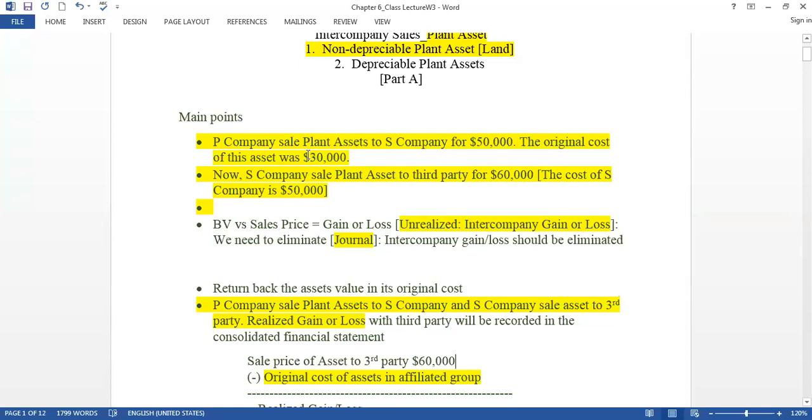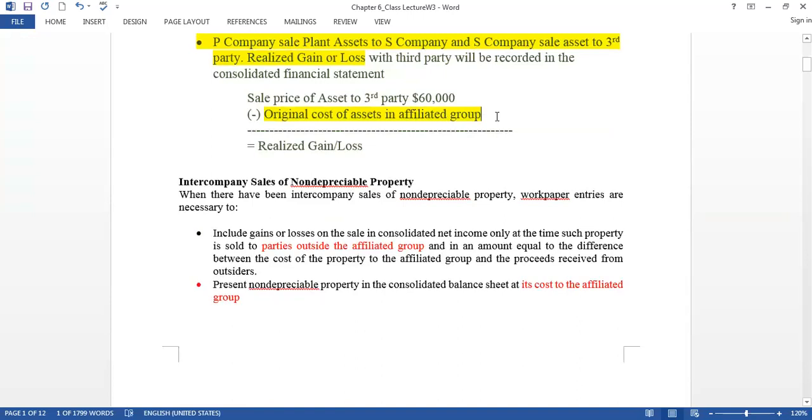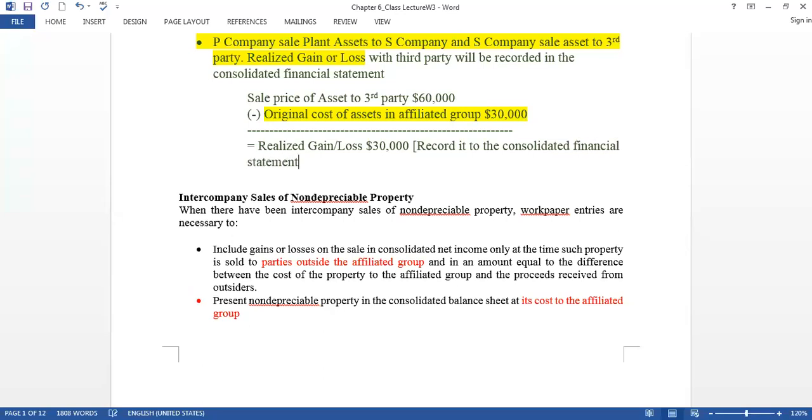$30,000. Yes, so $30,000 is the original cost of this asset. Now the realized profit is $30,000. This realized profit we are going to record to the consolidated financial statement.